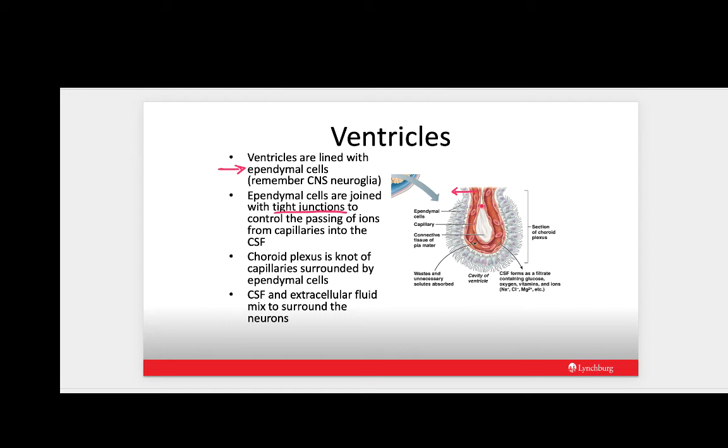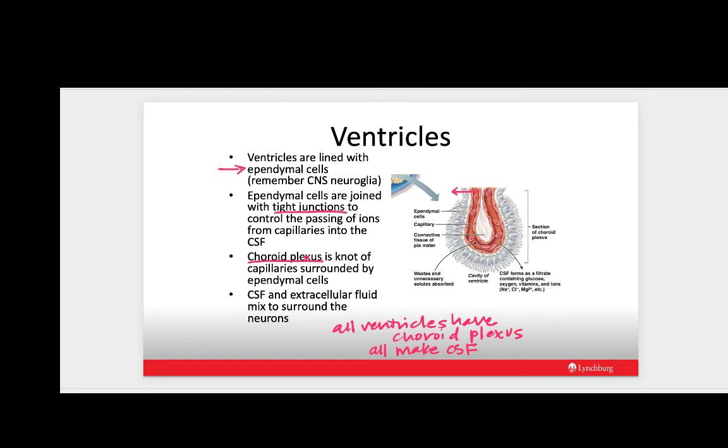So the choroid plexus, this is how the cerebrospinal fluid is made. The choroid plexus is a knot of capillaries that's found in all of the ventricles. So all ventricles have choroid plexus in them. Therefore, they all make cerebrospinal fluid. Okay, all your ventricles actually make cerebrospinal fluid.